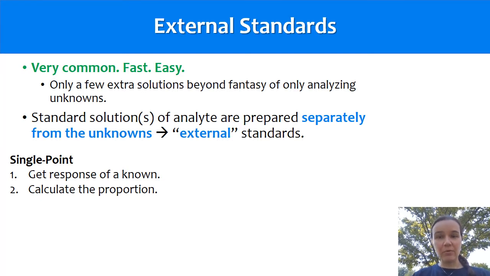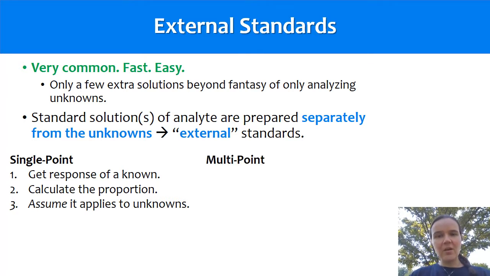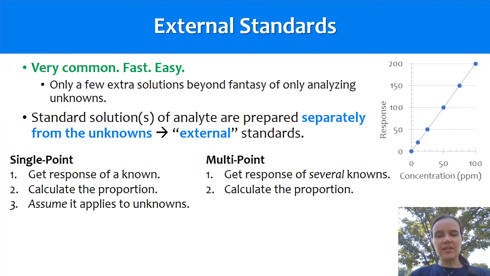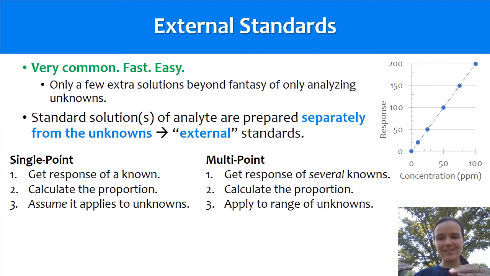There are single point standardizations, where you get the response of a known sample. You calculate the proportion, which I mean is the proportion between response and concentration, and then you use that for all of your unknowns, assuming that it applies to all of them. Multi-point standardization is getting the response of several knowns. You calculate a proportion from that, and as you can see here, a calibration curve is a multi-point external standard. Then you can apply this to a range of unknowns, and the range of unknowns for which this applies is the range that goes from the low end to the high end of that calibration curve. Nothing below the low end and nothing above the high end.